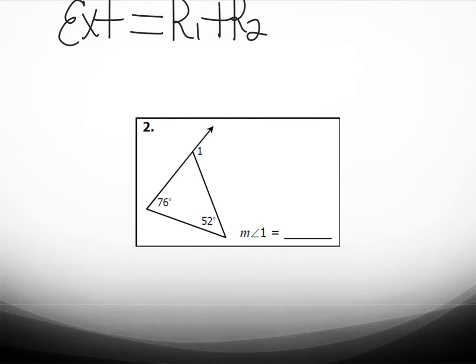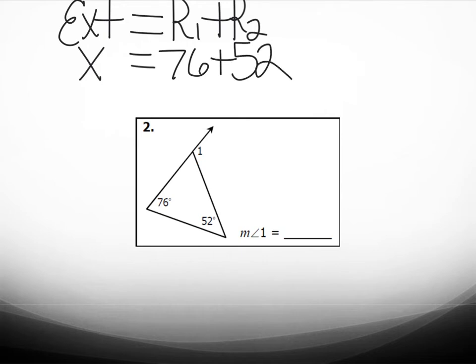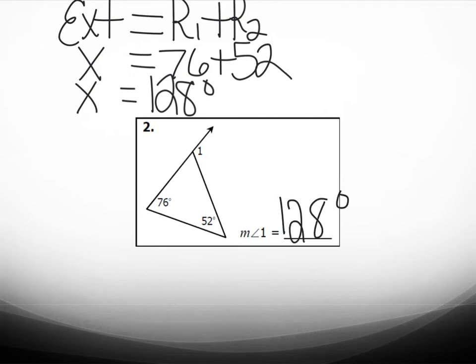In this case, we're not given the measure of the exterior angle. So what we're going to do is we're going to call that x. So I'm going to write x. Remote angles are the angles that are far away from the exterior angle. In this case, it will be 76 and 52. So x is equal to 128. That's the angle that we are looking for. So we can go ahead and write here the measure of angle 1 is 128 degrees.